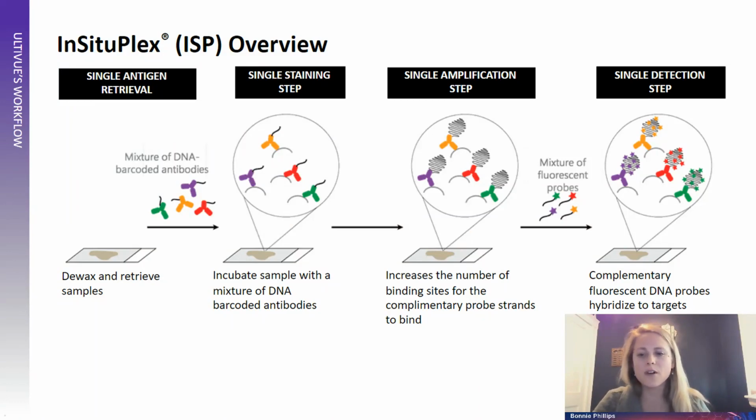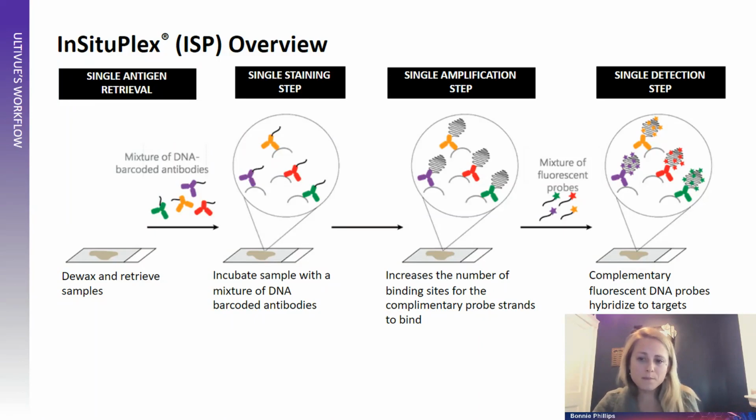Additionally, it is important to note that because we're working with these DNA barcodes, we don't have to work with secondary antibodies. So there's no need to be concerned about the species in which the primary antibody was developed, and there's no secondary associated background. And this really allows for us to have a high signal, low background ratio.